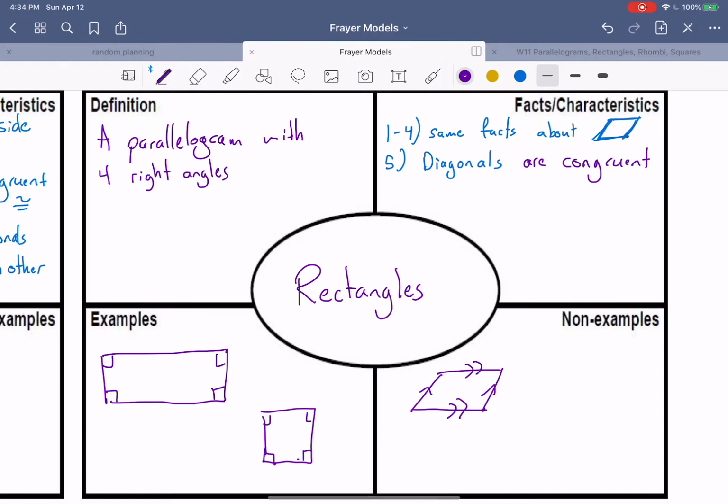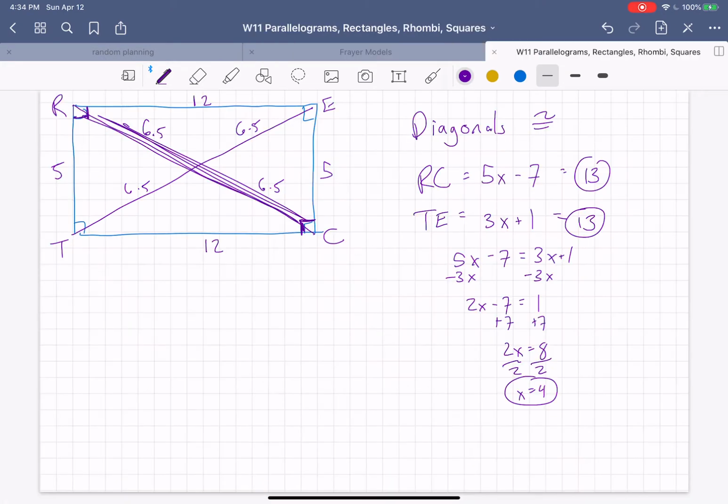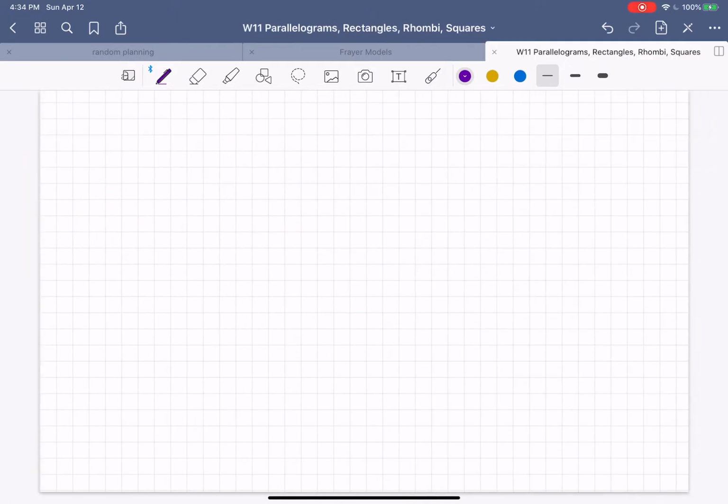Our next shape is a rhombus, which is a parallelogram with 4 congruent sides. So again, it's going to have the same facts as a parallelogram. And then it's going to have 2 more that are different from a rectangle. That's true only about rhombi. And let's try to draw our own rhombus, and we can try to see what's going on.